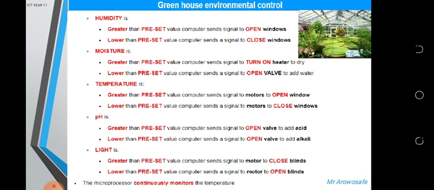Now the next one is what? If humidity is lower than preset value, computer sends a signal to close window. So it's just like what?